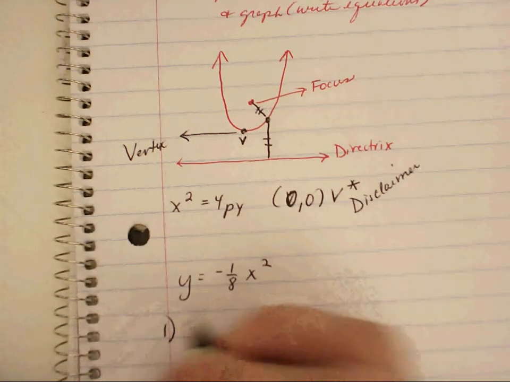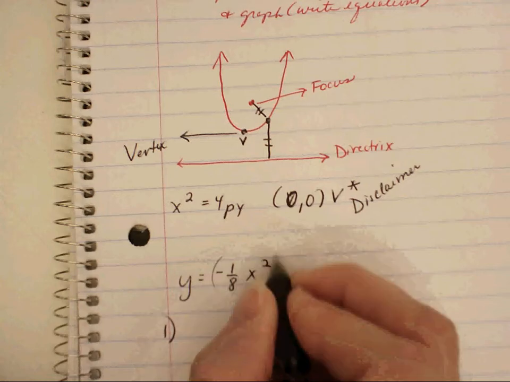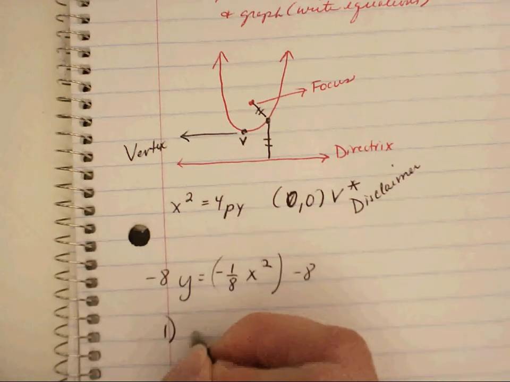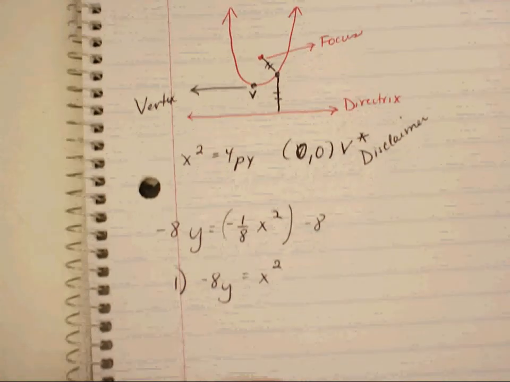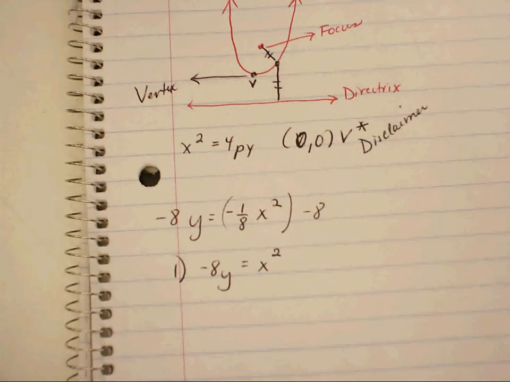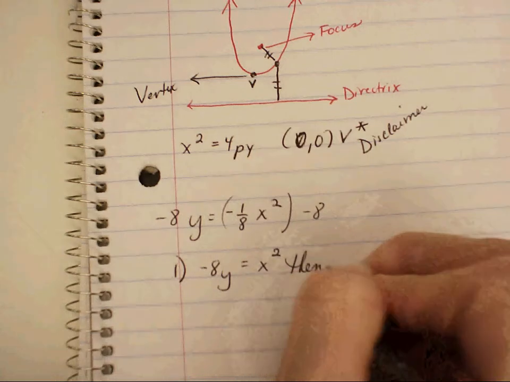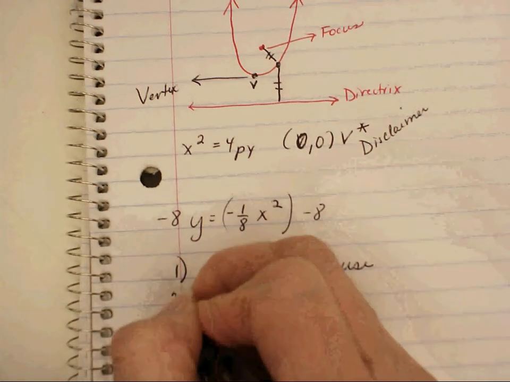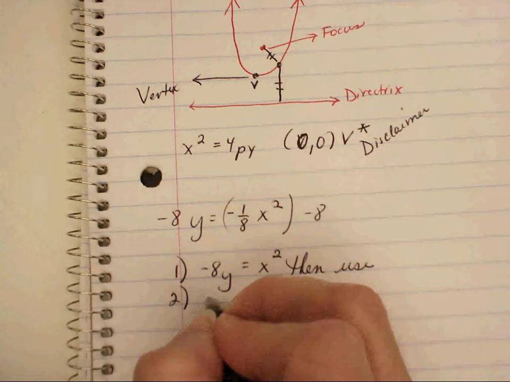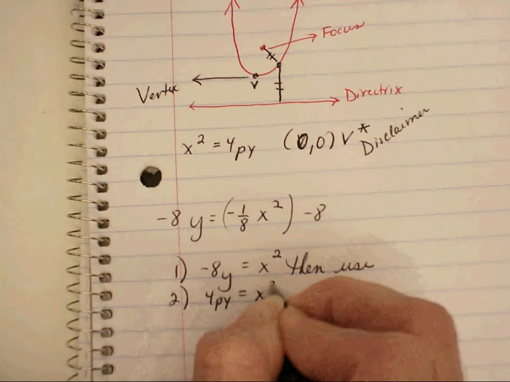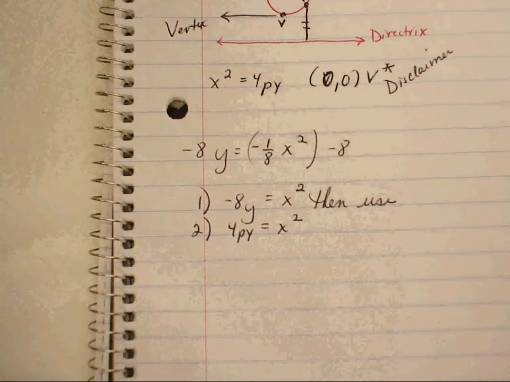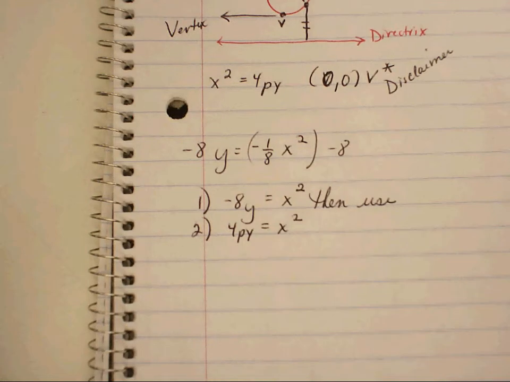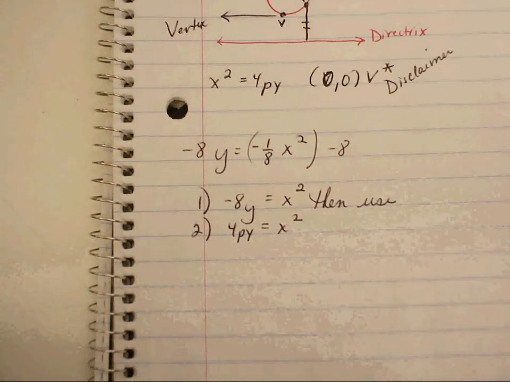Now, when you see y equals negative 1/8 x squared, the first thing you have to do is isolate x squared. So let's do that. Let's multiply both sides by negative 8. Why did I do that? Why, Harrison? Right, I want to get rid of negative 1/8. I want x squared to get by itself. Once x squared is by itself, step 2 is to use what I know about 4py equals x squared. Why is that helpful? How does that help me get p?